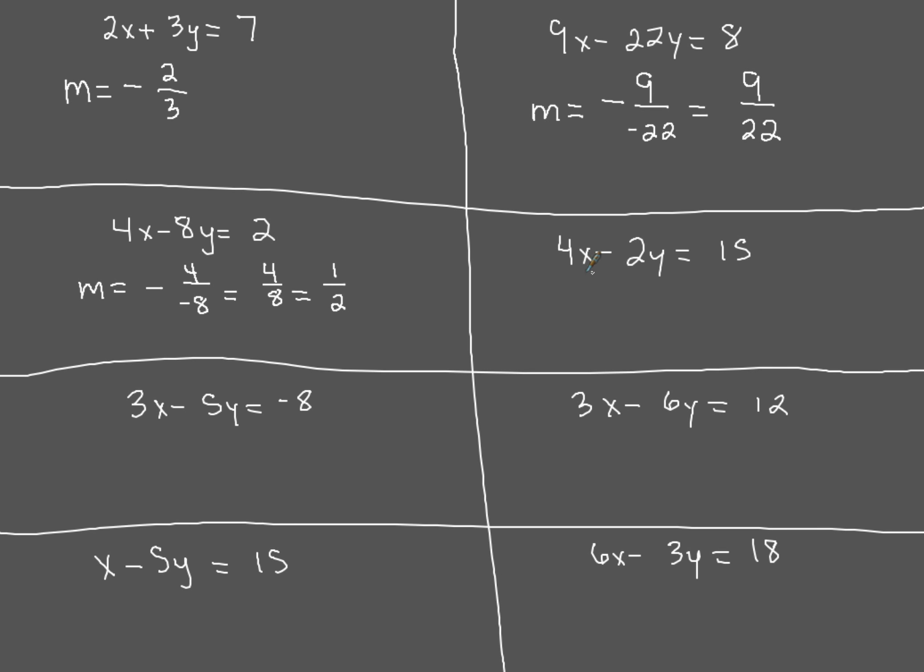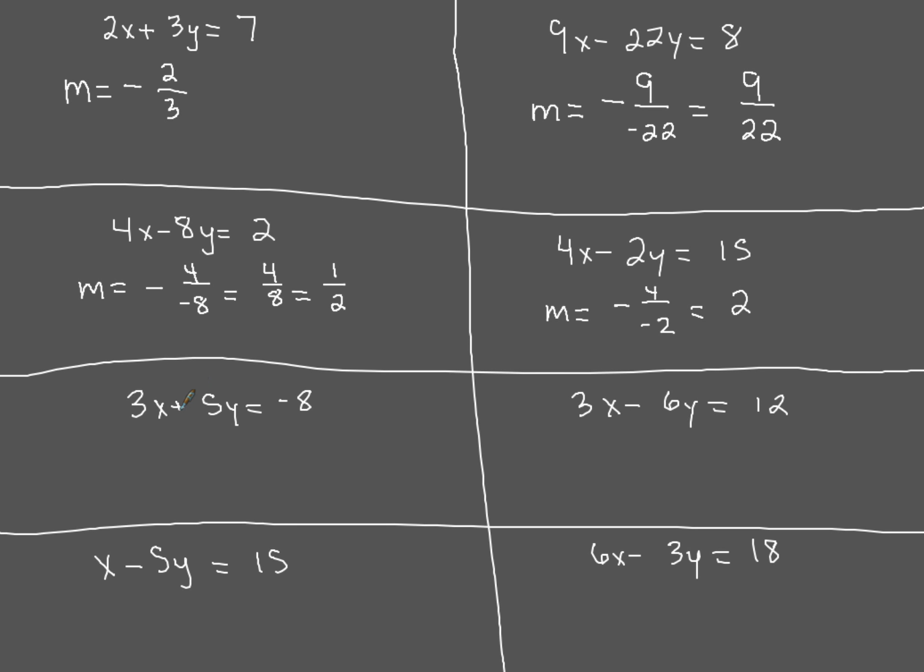How about this one next? 4x minus 2y equals 15. No big deal. We're going to have the opposite of the a term, which is 4, and the b term is negative 2. 4 divided by negative 2, of course, is going to be 2. Two negatives end up with a positive. Your final answer is going to be 2. Now, that's kind of cool.